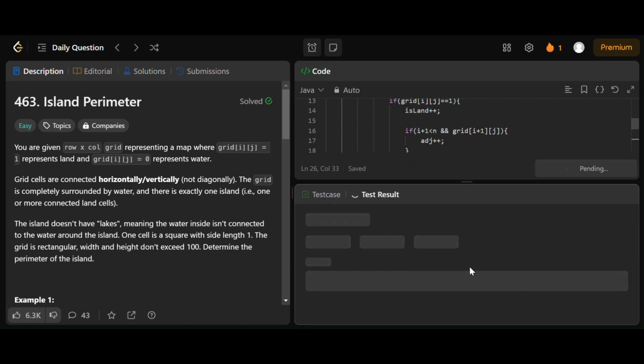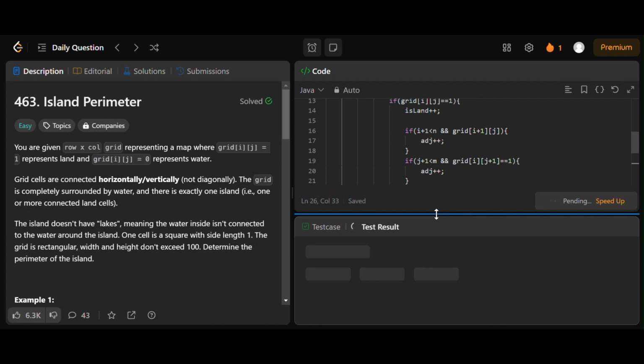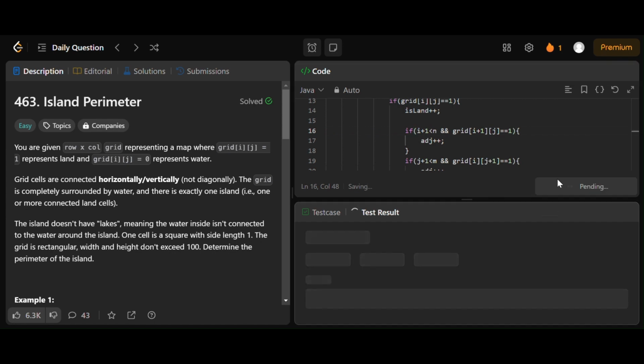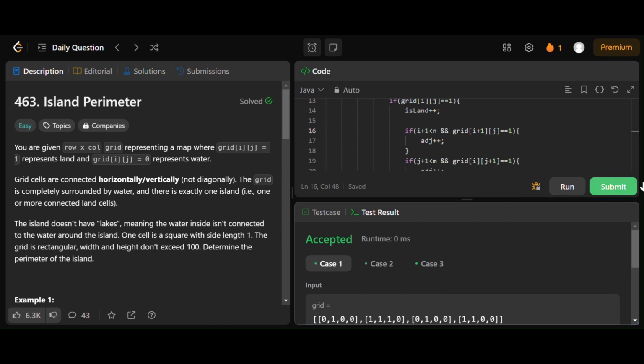Okay, so I just simply run the code and it gives me a compiler error because I am not checking the one. Okay, let's run it. Yeah, it is accepted and let's submit it.